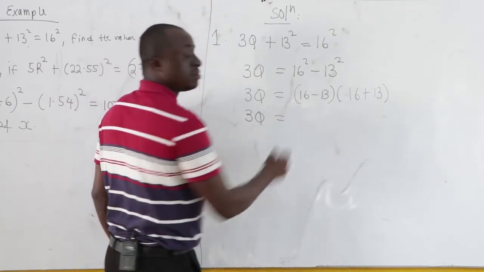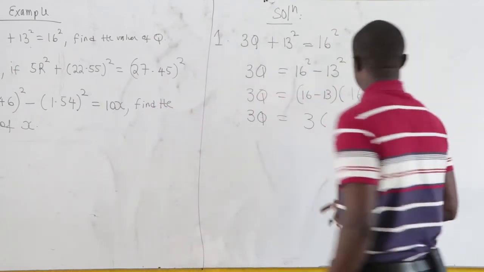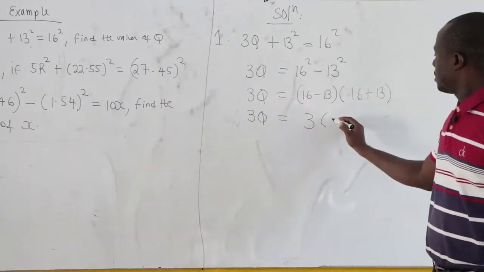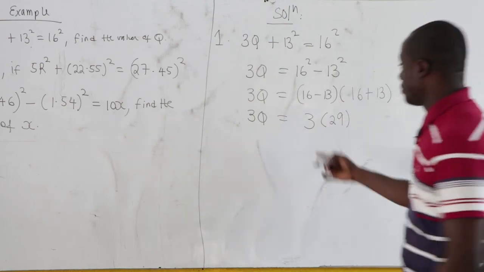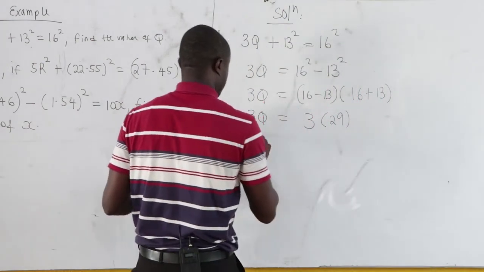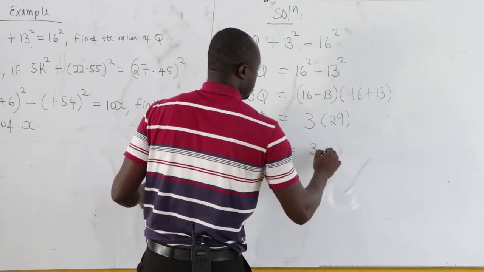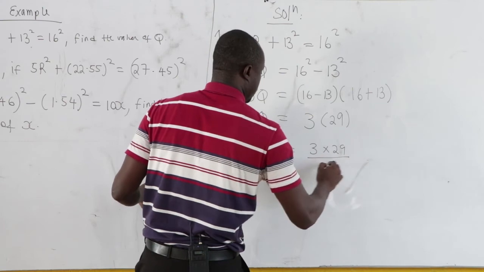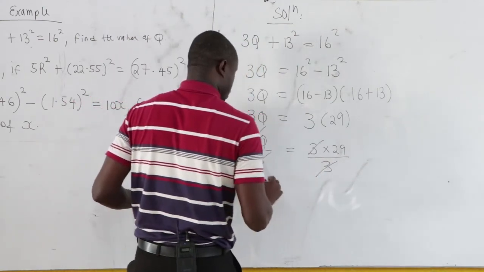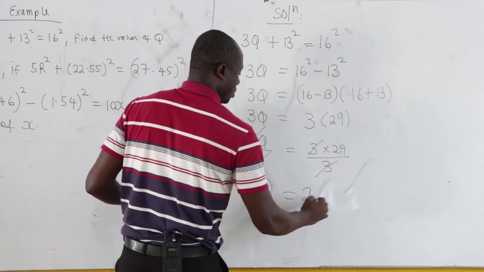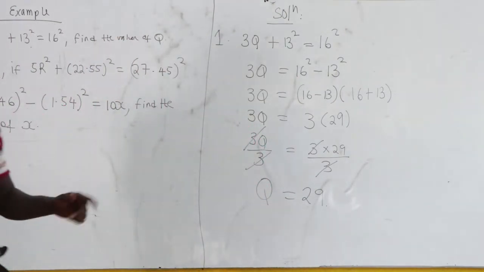From here, 16 minus 13 is just 3, and 16 plus 13 is 29. I want to find q, so I divide through by what is multiplying the q, which is 3. So you have 3q over 3 equal to 3 times 29 all over 3. This cancels out that, and this also cancels out that. So hence we have q equal to 29, which is very, very easy.